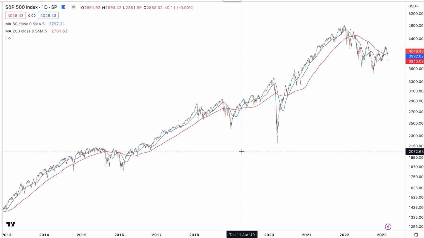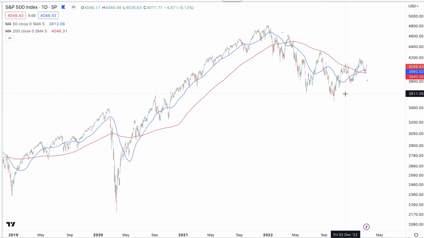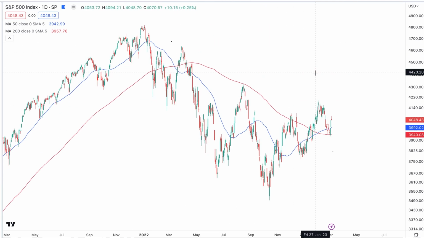The S&P 500 has made a golden cross here, as the 50-day moving average crosses above the 200-day moving average right here for the first time since July of 2020. That marked, of course, the beginning of this massive bull run that we've seen. You can see even price is retesting this breakout above the 200-day moving average as we speak.